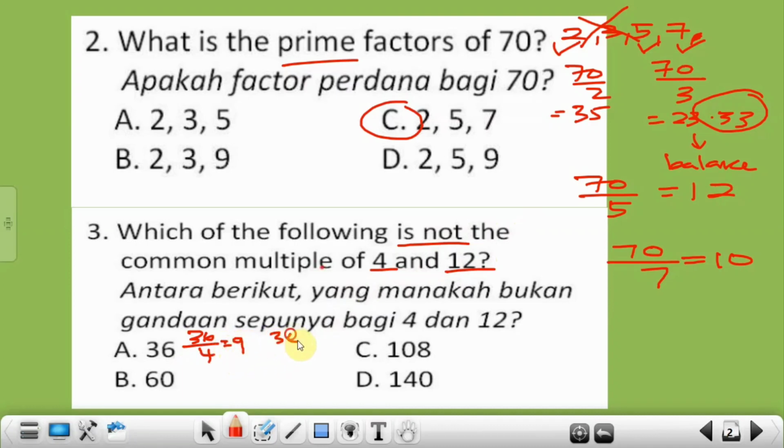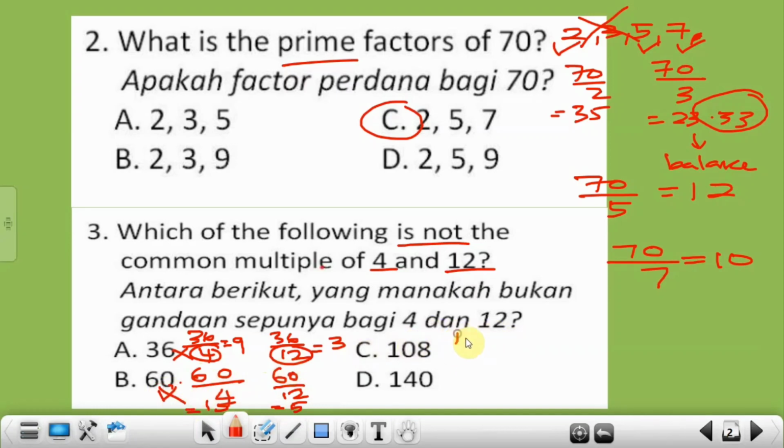36 divided by 12, do you get a whole number? Yes. So that means 4 and 12 have 36 as a common multiple. So this is not the answer. We are searching for not a common multiple. We continue. 60 divided by 4, we have 15. 60 divided by 12, we have 5. So this is also a common multiple. So the answer is no.